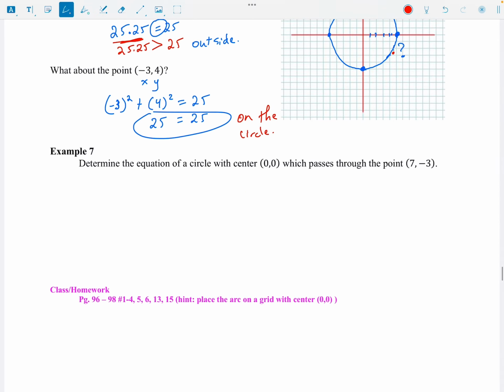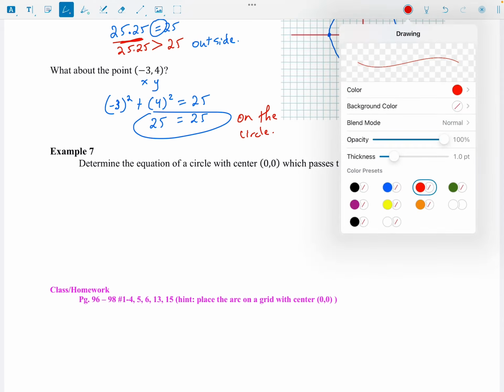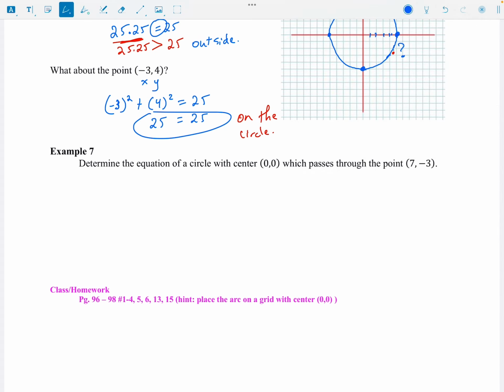All right. Last question. I should have included a graph, but we'll go with this. Determine the equation of a circle with center 0, 0 that passes through 7, negative 3. So let's say that's 7 and negative 3. So it's some circle that goes around. Wow, that's an ugly circle. You want to figure out what the equation would be. So the key question in here is, what is the radius of the circle?